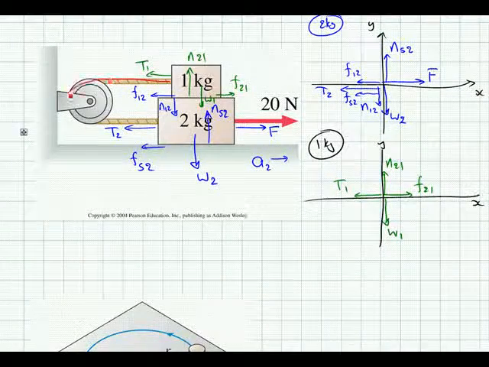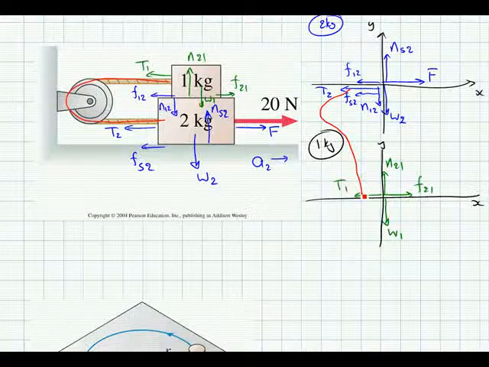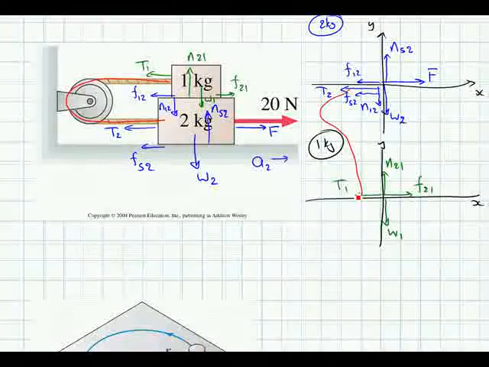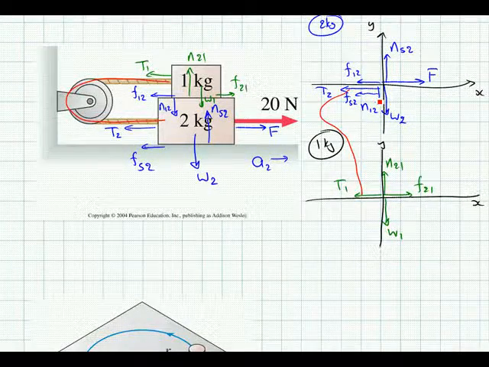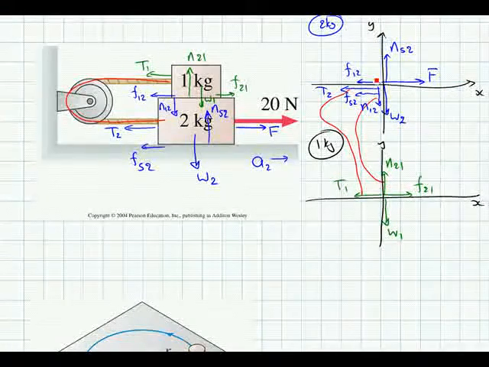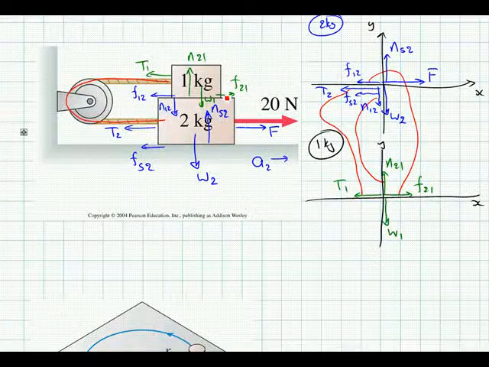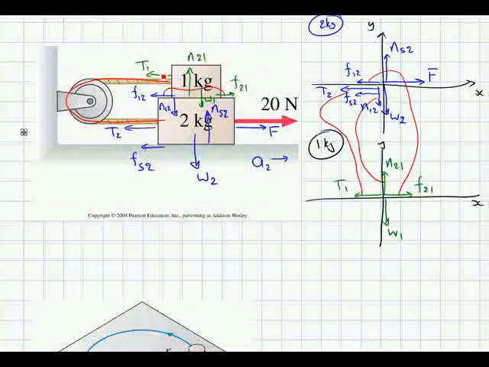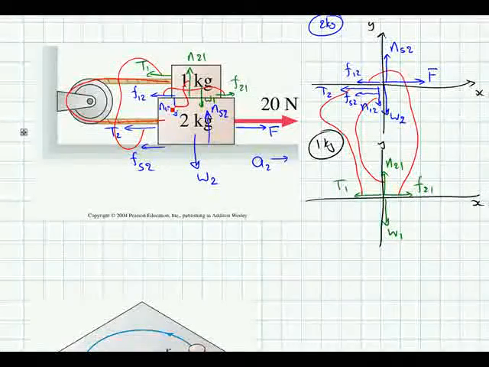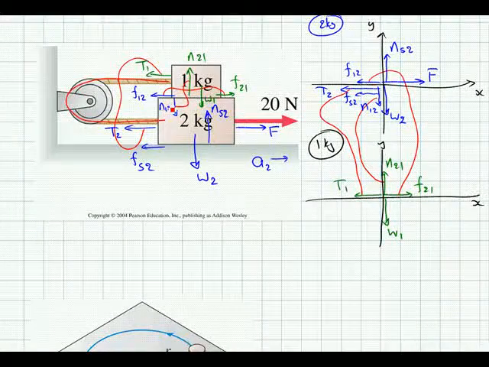Action-reaction pairs. Well, here we have one piece of string, therefore the two tensions are as if they are action-reaction pairs. They're equal in magnitude. Normal force of 1 on 2 and normal force of 2 on 1 form an action-reaction pair. Friction force of 1 on 2 and friction force of 2 on 1 are an action-reaction pair. So these two are action-reaction pairs. These two are as if they're action-reaction pairs.